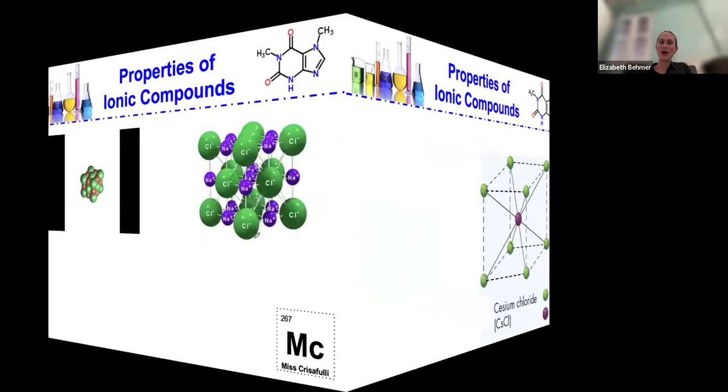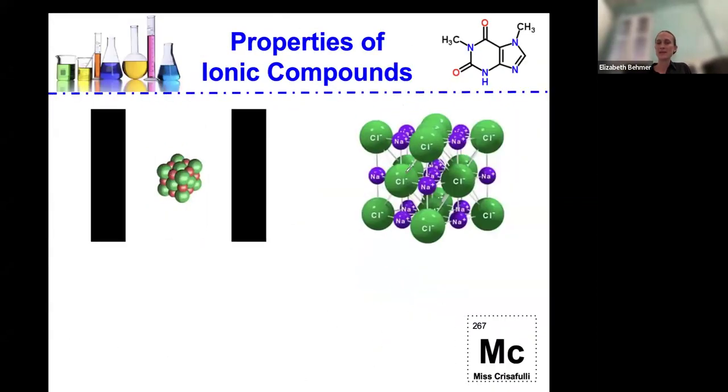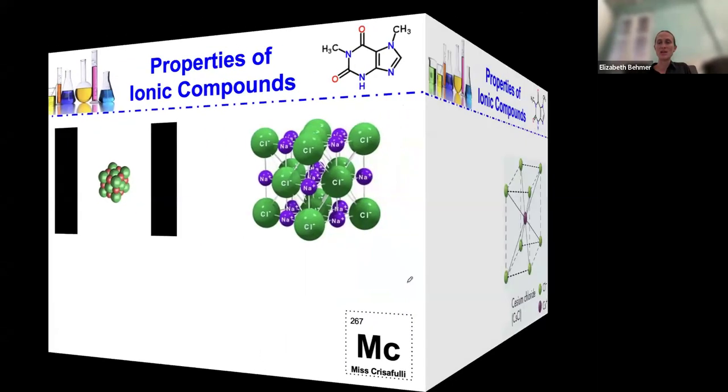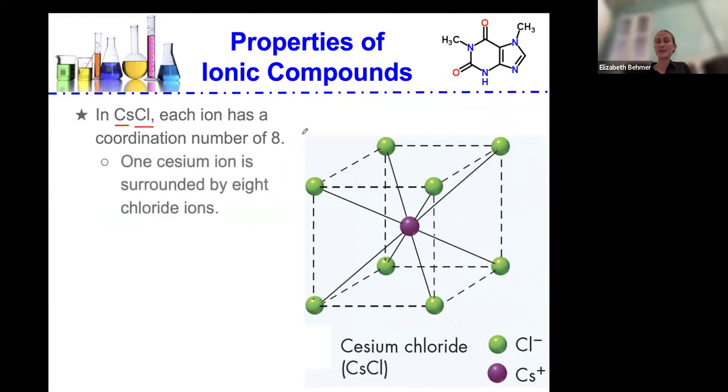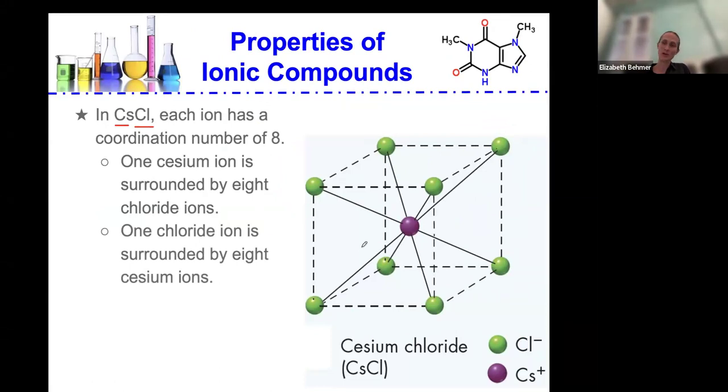Let's just go back. Where you see one chloride atom surrounded by 6 purple sodiums, and each purple sodium is surrounded by 6 chloride atoms. So we get a really pretty crystallized structure. In cesium chloride, for example, CsCl, each ion has a coordination number of 8, so that one cesium is surrounded by 8 chloride ions, as shown in this picture, and one chloride ion is surrounded by 8 cesium ions. So that is what the coordination number refers to.